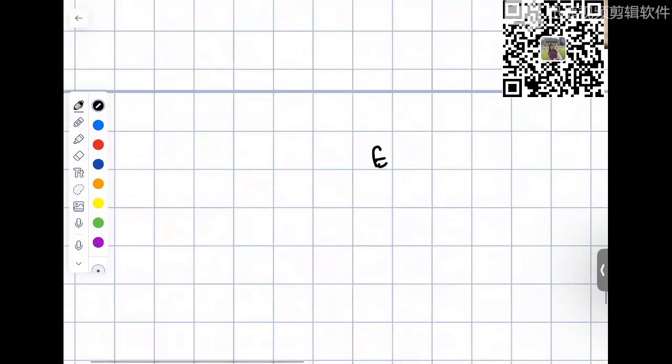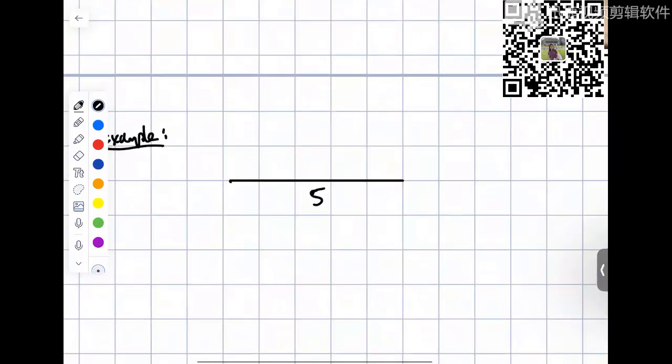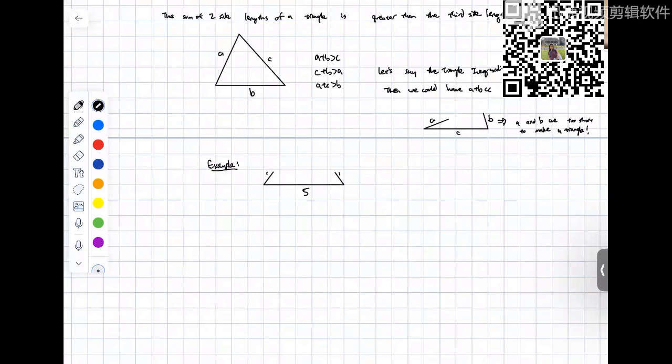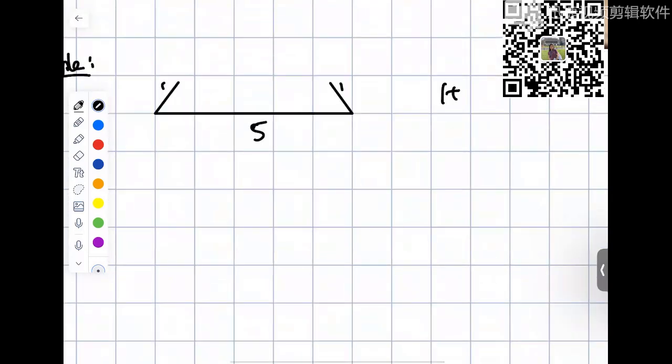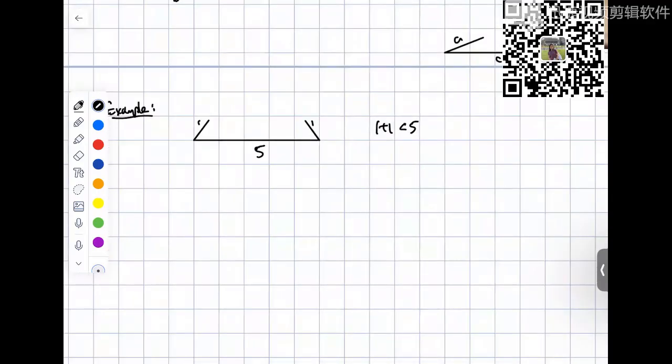Example is like, let's say you had a triangle where C is 5, and then you had 1 and then 1. This can't be a triangle. And you see that 1 plus 1 is less than 5. Does that make sense? I don't know what this shape is. This is just 3 lines, but they don't connect and form a triangle. Right?